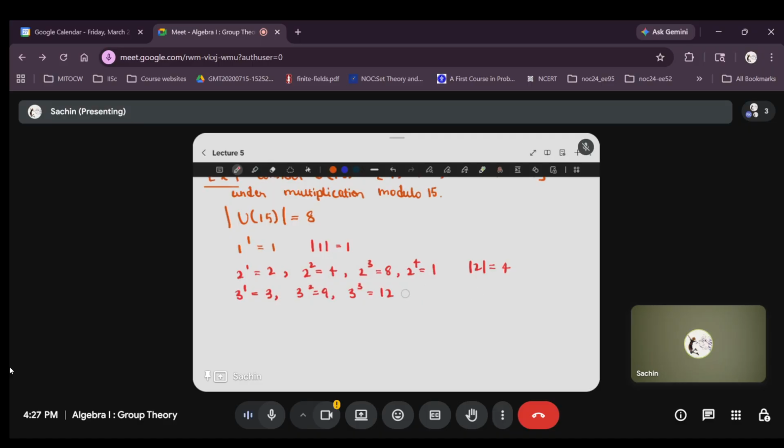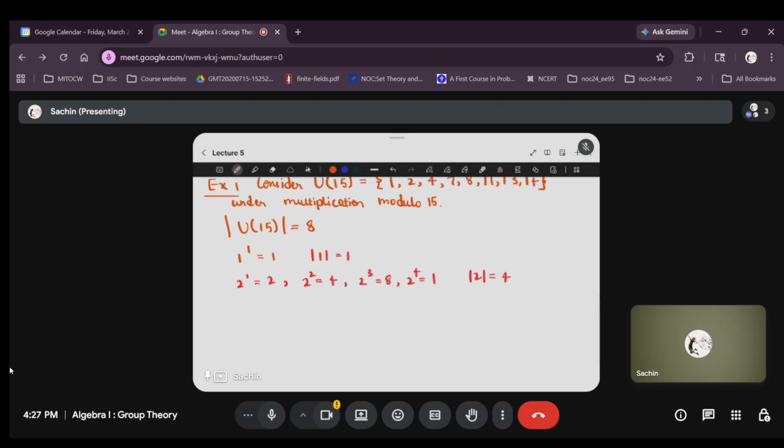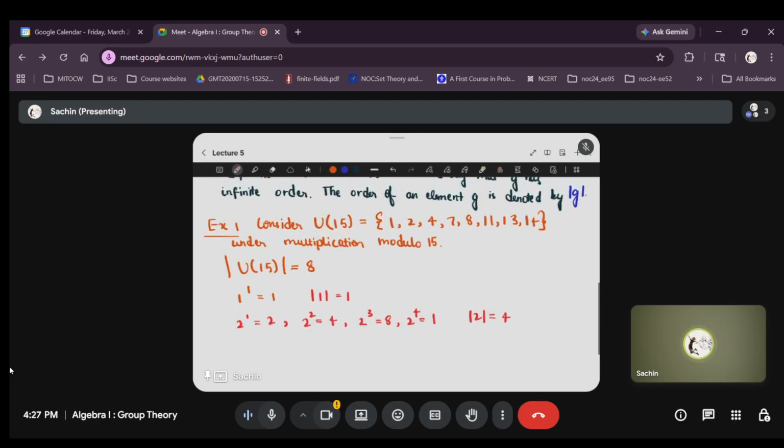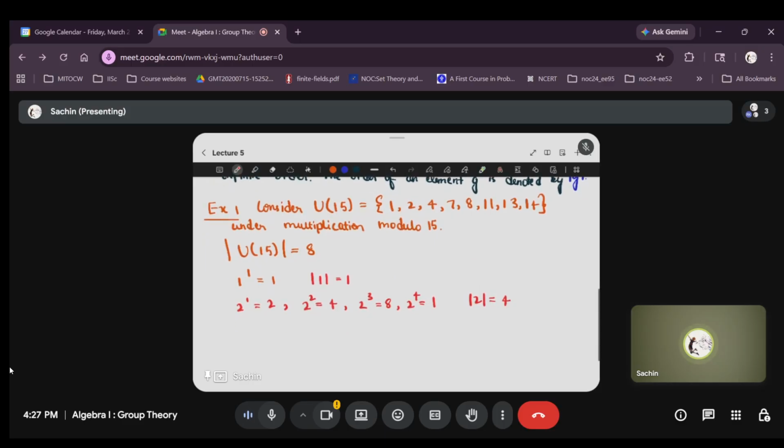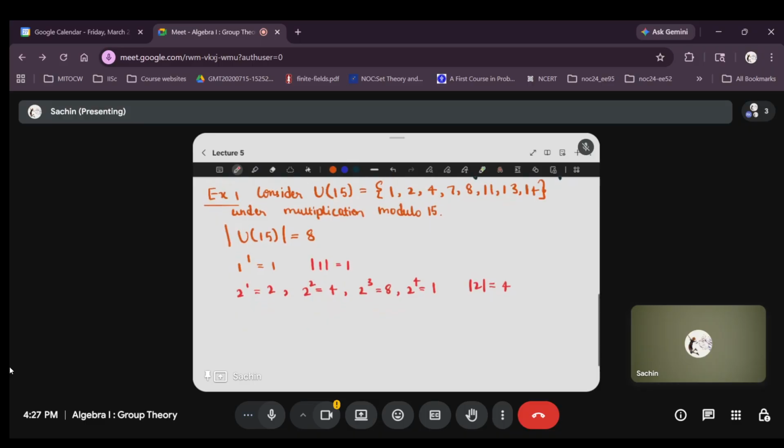3 is not a member of U of 15 because 3 and 15 have a common factor. They are not relatively prime. So it will keep going there. You will never get 3 power something is 1. No, 3 power 6 was 3, right? Which was equal to 3 power 1. So 3 power 7 will be again 9. It will keep repeating.